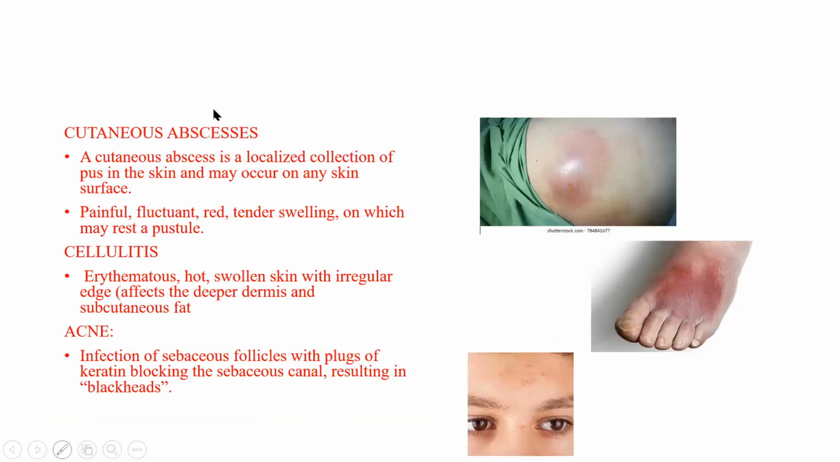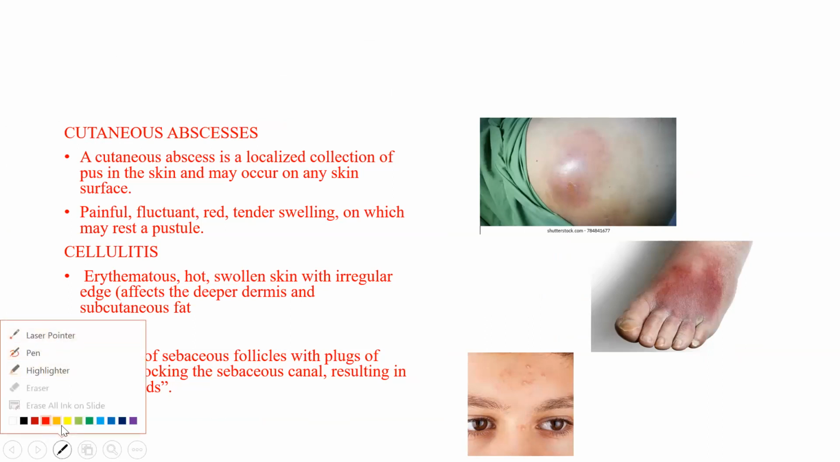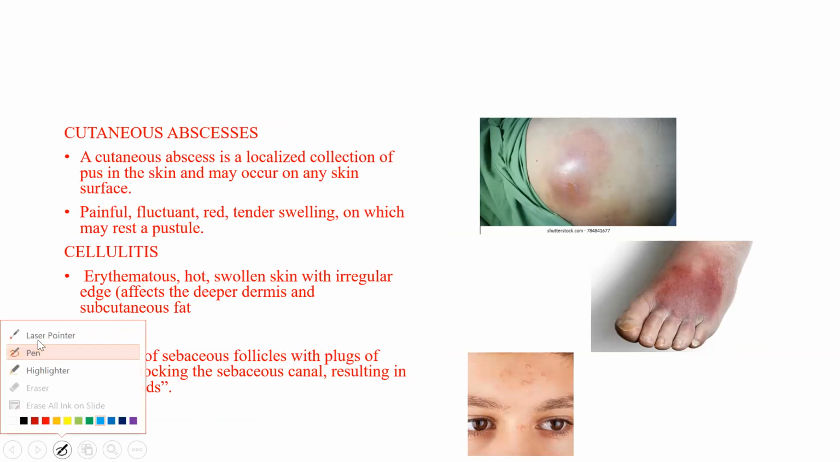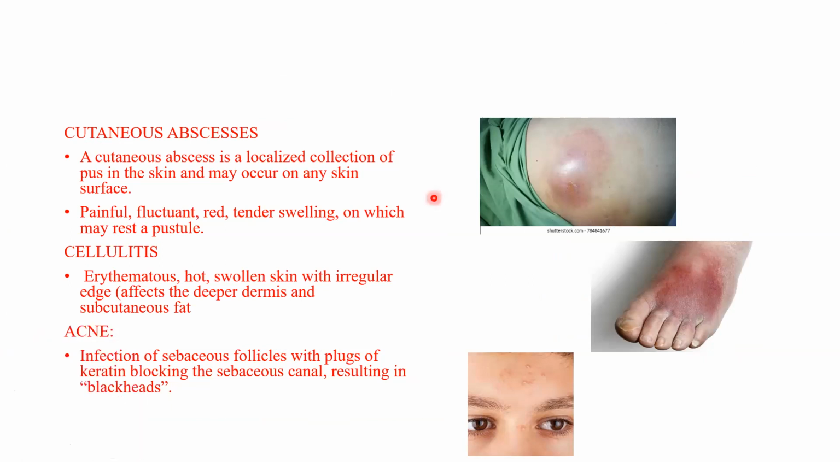Then comes the cutaneous abscess. Cutaneous abscess is nothing but a localized collection of pus in the skin. So what is a localized collection in the skin? This is nothing but the cutaneous abscess. This will always be painful, fluctuant, red, tender, and swelling will be present, on which there might be a pustule.